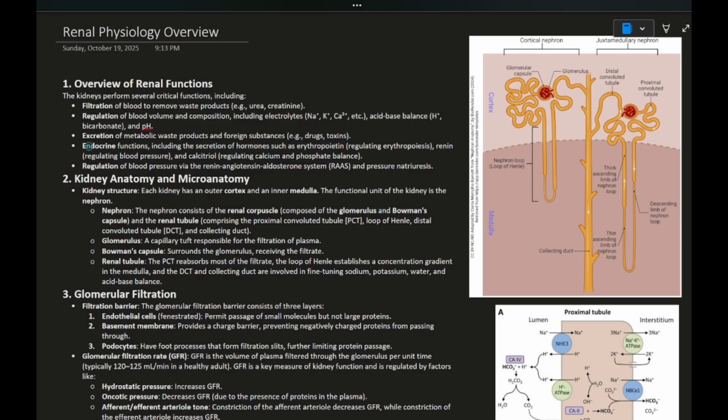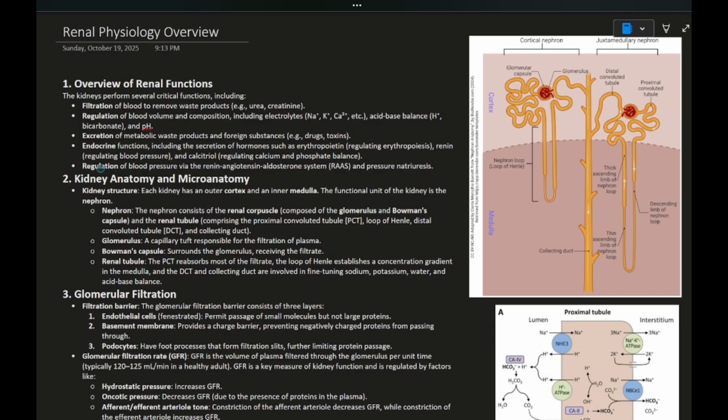And the kidneys, of course, have some endocrine functions, such as the secretion of hormones like erythropoietin, thereby regulating erythropoiesis, which is another way to say the production of red blood cells. It is also involved in secreting renin, which is a hormone needed for regulating blood pressure, and then calcitriol, which is a hormone needed for regulating calcium and phosphate balance.